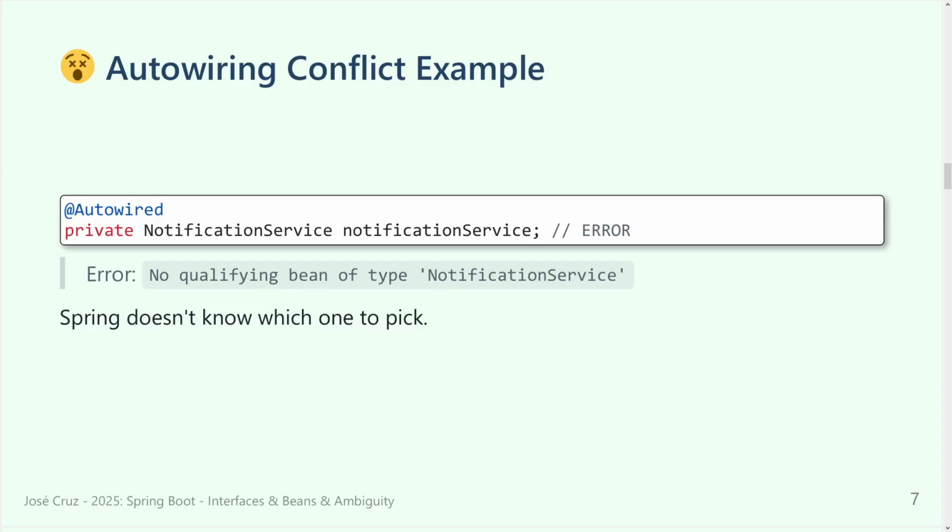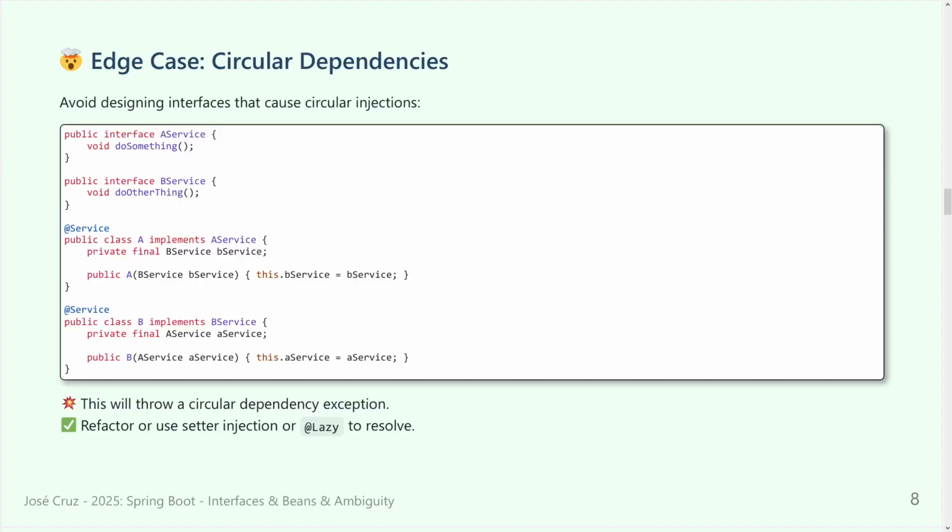There will be a lot of messages that you will see on the output, but this one is one of them. But you will see clearly when you start the application that you have a lot of strange messages that are not usual when you start your application. Another thing that can happen, and I had it, is called an edge case, which is circular dependencies. So we have a class A that implements the interface A, let's say, and the class B that implements the interface B.